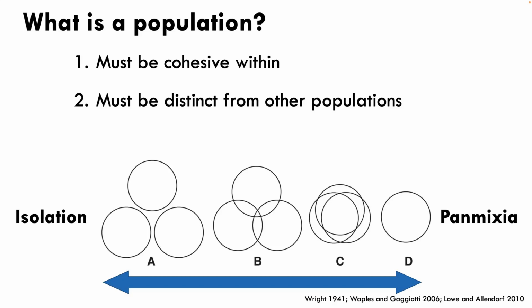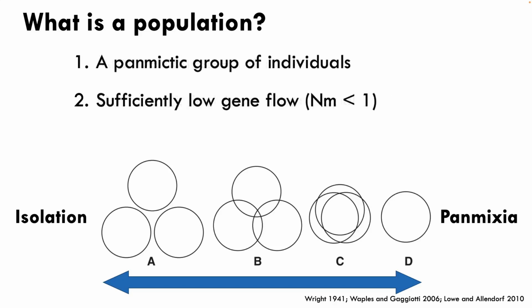It must be distinct. So you can see here the spectrum from populations on the left, which are completely isolated, they're completely distinct, and within they're cohesive. And on the right, there's really no difference between those three groups. They're all the same population. So let's put this into more technical terms. So cohesive, what does that mean? Well, it must be a panmictic group of individuals.